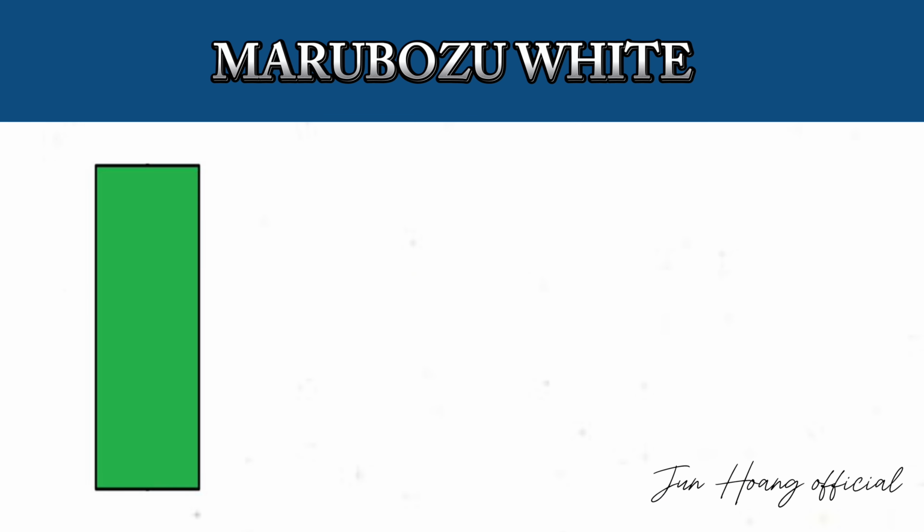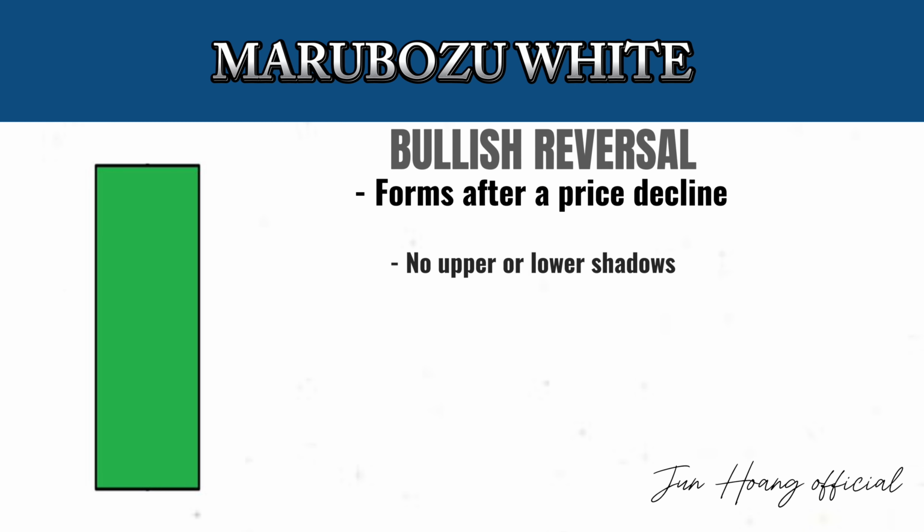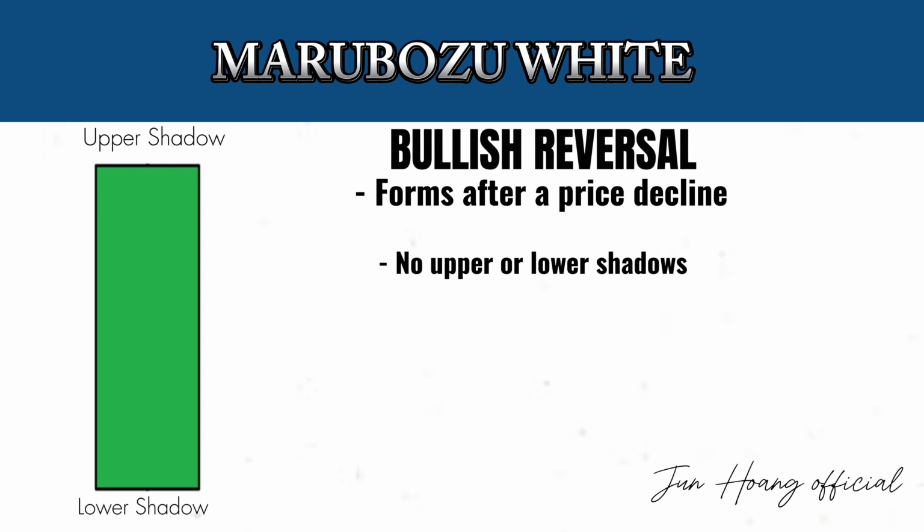Here are the key features of a Marubozu white candlestick. 1. No shadows or wicks. A Marubozu white candlestick has no upper shadow, upper wick, or a very small one, indicating that the closing price is near the high of the session. There may be a lower shadow, lower wick, or none at all.